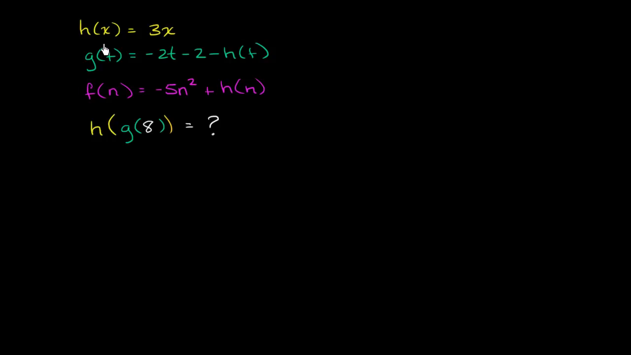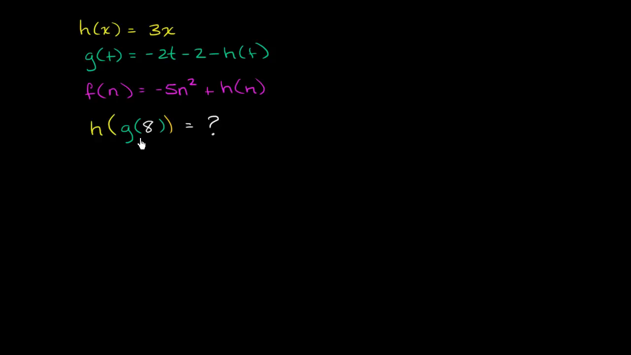We're told that h of x is equal to 3x. G of t is equal to negative 2t minus 2 minus h of t. F of n is equal to negative 5n squared plus h of n. So we have three function definitions, and two of these are defined in terms of another function, in particular the function h. And then we're asked to calculate what is h of g of 8.